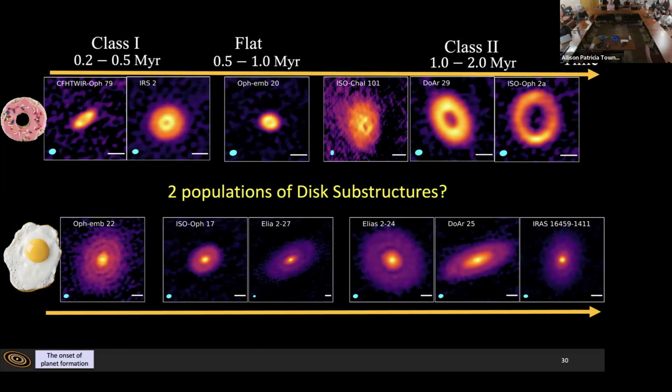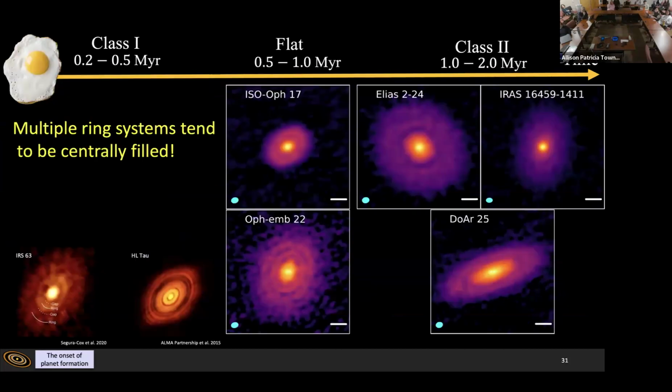So this is something very interesting. We don't know what kind of planetary systems they will evolve into, and which one resembles our solar system. Another interesting finding is that we found that multiple ring systems tend to be centrally filled.